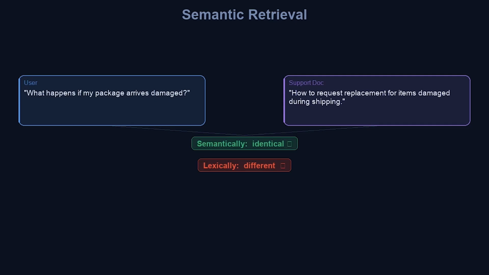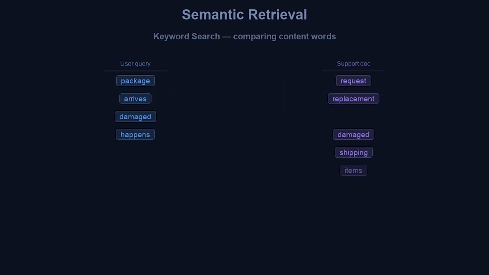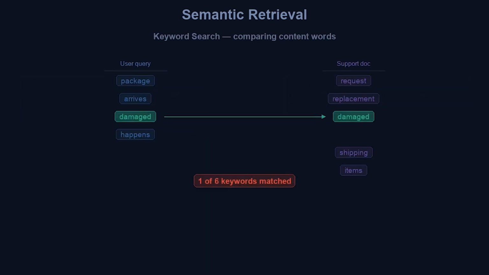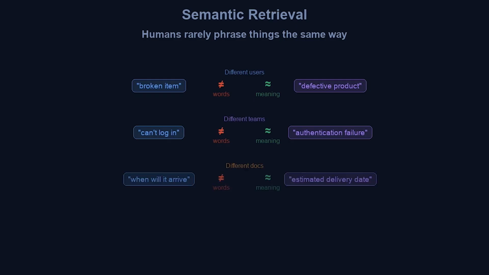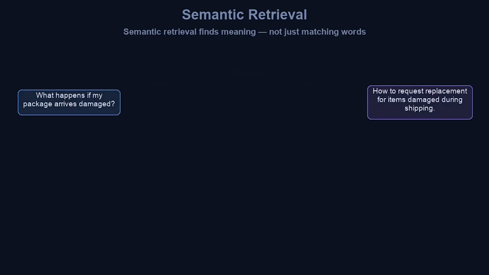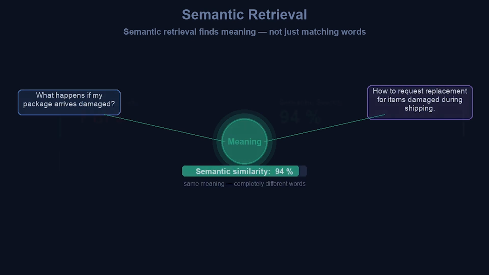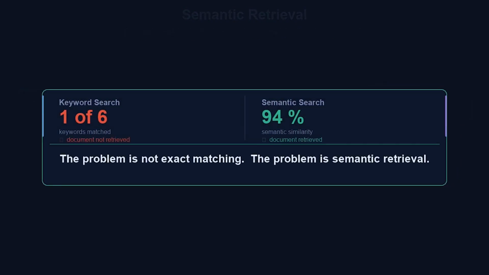And this is where traditional retrieval starts struggling, because keyword search mostly looks for overlapping words. But humans rarely phrase things consistently. Different teams will write differently, different users will ask the same question in a different way, and the documents may use different terminology. So the problem is no longer exact matching, it's about semantic retrieval: finding information with similar meaning, even when the wording changes entirely. That's the core problem vector databases help solve.